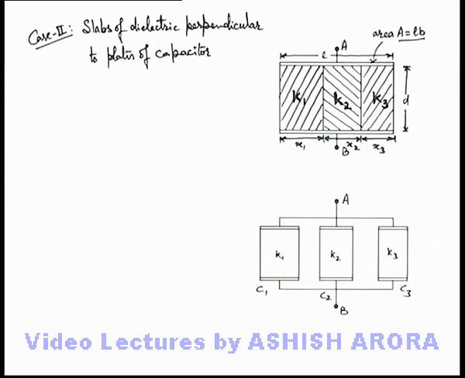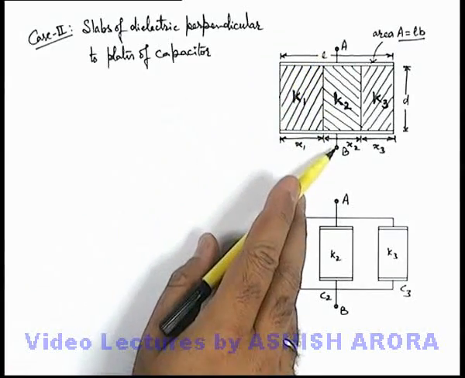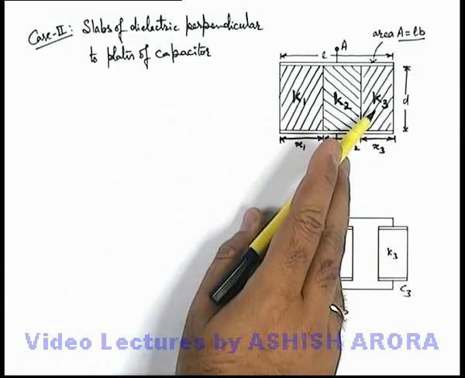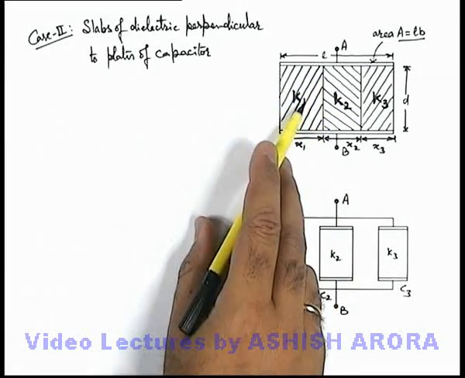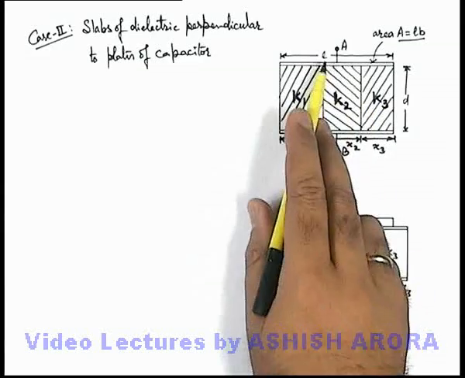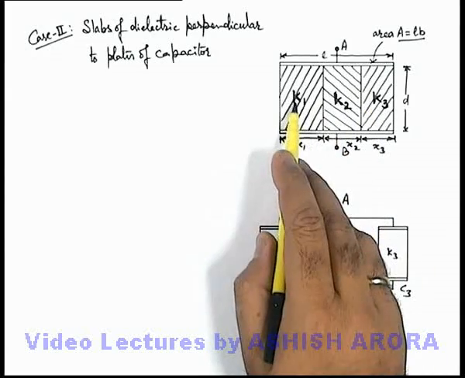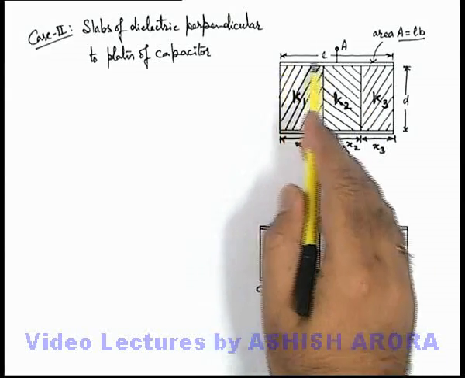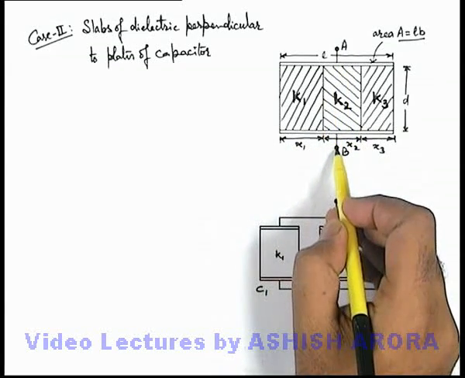Let's discuss case 2 of multiple dielectric slabs in a parallel plate capacitor. Here you can see a situation in which in a capacitor of terminals A and B, three dielectric slabs are again inserted, but now the slabs of dielectric are perpendicular to the plates of the capacitor. In this situation, we can see that across all three slabs, the potential difference remains the same because K1, K2, K3, all three dielectrics are connected, one side with the plate which is at terminal A and the other side with the plate which is at terminal B.